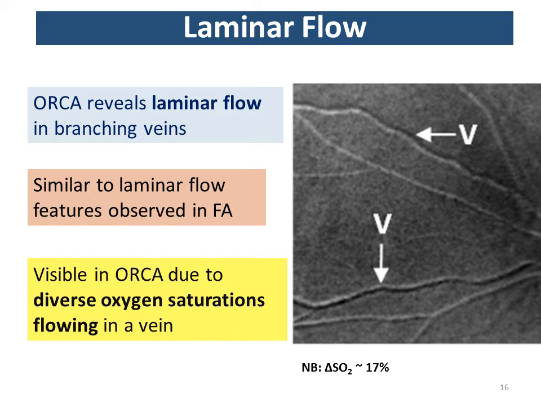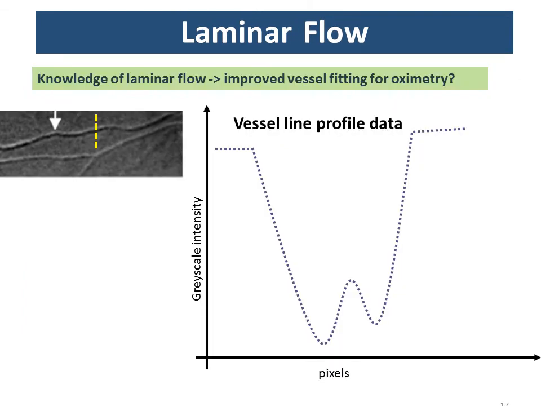I wasn't there, but we got the consequences, they got the debrief in Glasgow, and this was something that was discussed there. And this laminar flow, I think, is interesting for retinal oximetry because maybe it can help us improve our analysis somewhat. So if you know that there's more than one oxygenation flowing in a vein, well, normally we just assume that there's a single oxygenation.